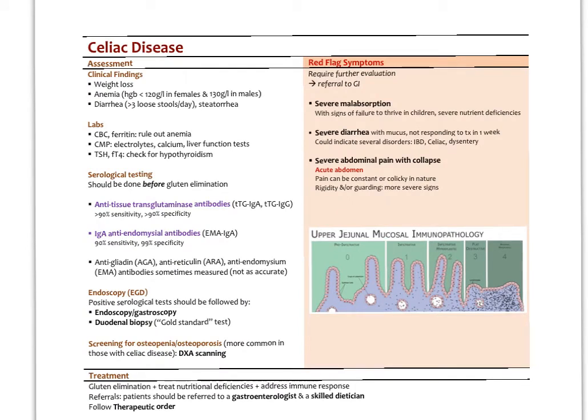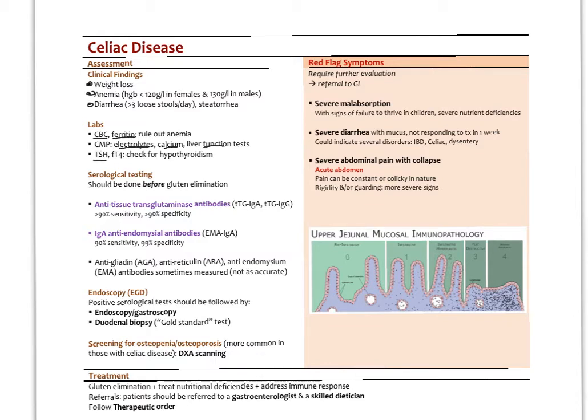So the clinical findings with the assessment for celiac would be based on clinical findings. So we look at weight loss, the unexplained anemia, and the frequent diarrhea, greater than 3 loose stools a day with potential steatorrhea. Check for labs. We check the blood counts and the ferritin to rule out anemia. Look at the electrolytes, calcium, liver function test.